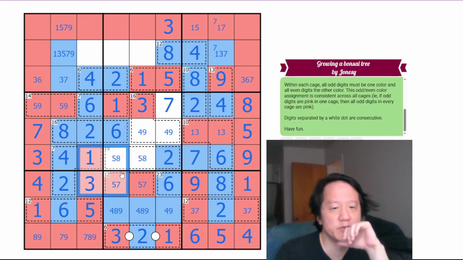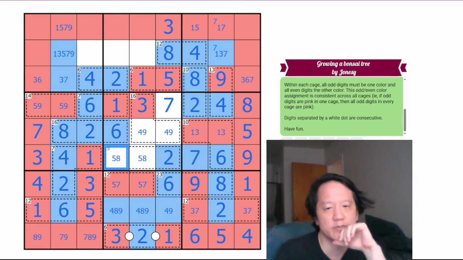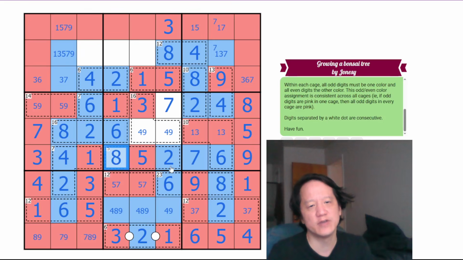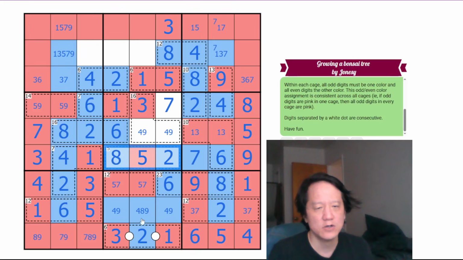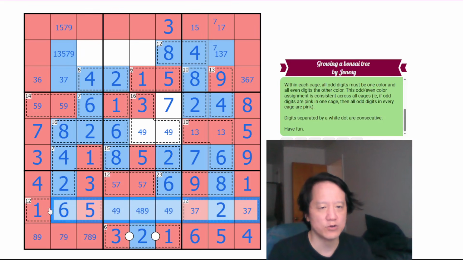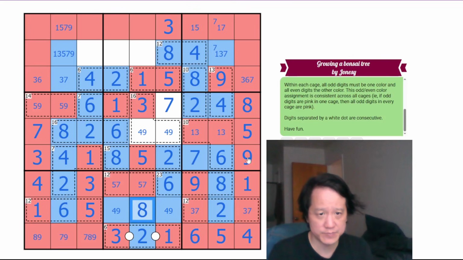We have the 2x2 area that's all red, so this cannot be red. It's blue. That makes this red because of the way that this cage works. Therefore, this is the odd digit. It's 5. That makes the even digits 8, so there's no 8 here. Where is 8 in row 8? Cannot be here or here. Can't be here. It must be here.